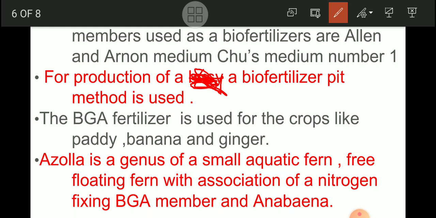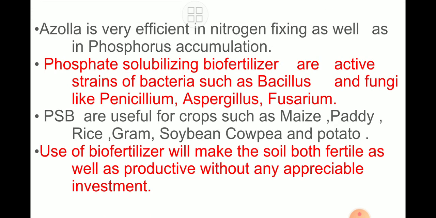Azolla is a genus, as we have seen. This is an aquatic, free floating fern in association with a nitrogen fixing BGA member, Anabaena. So there is an association of blue-green algae and an aquatic free floating fern, which we can also use as a biofertilizer. Azolla is very efficient in nitrogen fixing as well as in phosphorus accumulation. You have to keep in mind, friends, where nitrogen and phosphorus are required in the growth and development of the plant, in the synthesis or new formation of cells.